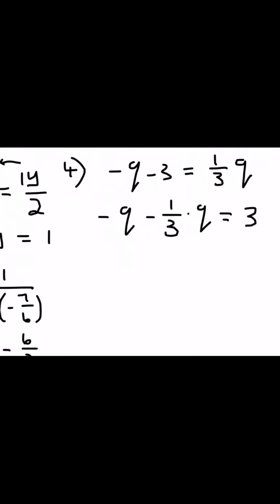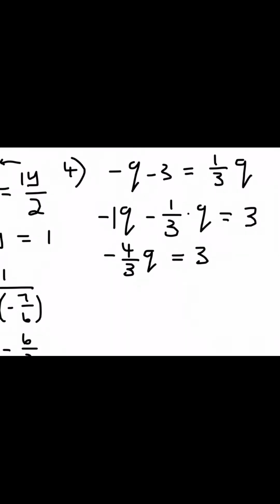So now remember, you have an invisible 1 there. So it's like you have negative 1 minus 1 over 3, which therefore gives you negative 4 over 3q, which should be equal to 3.